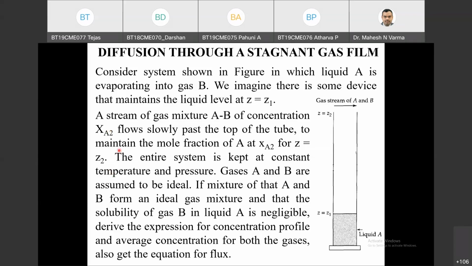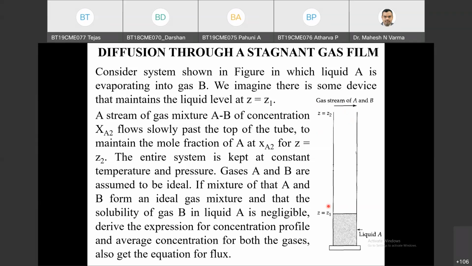Cylindrical coordinate system. This is a type of cylinder actually. You can think of a cylinder. In a cylindrical jar, liquid A is filled. It is evaporating continuously into this gas stream. So which coordinate system will you be using? Cylindrical. Cylindrical coordinate system.